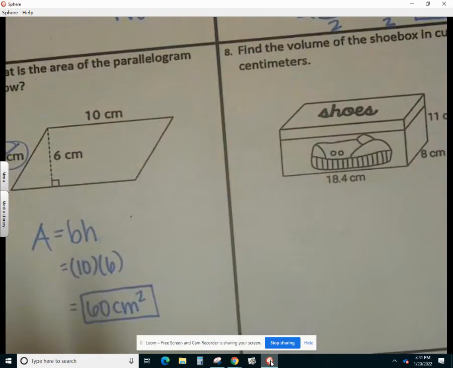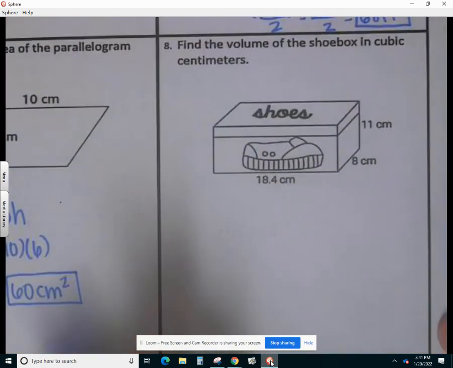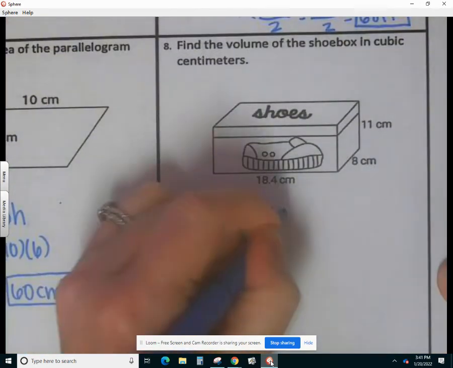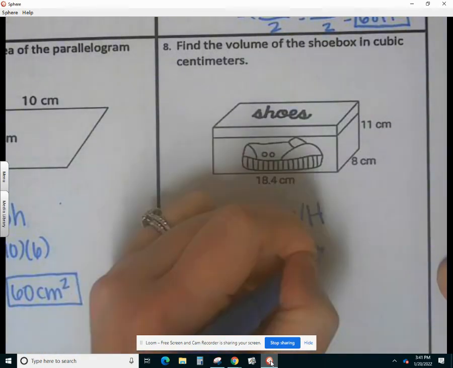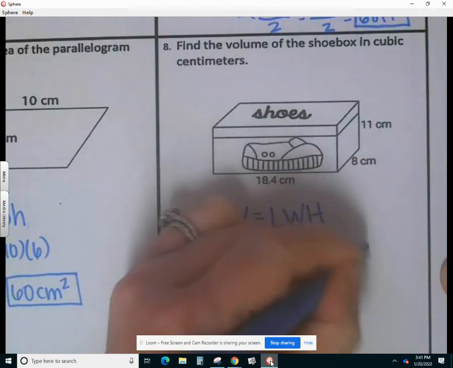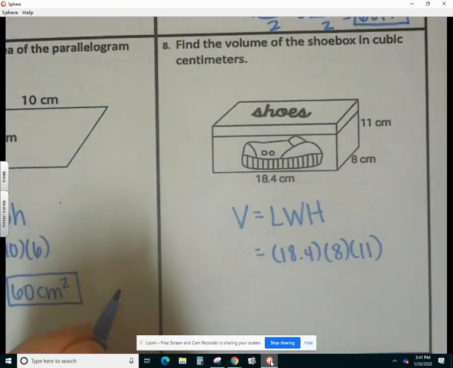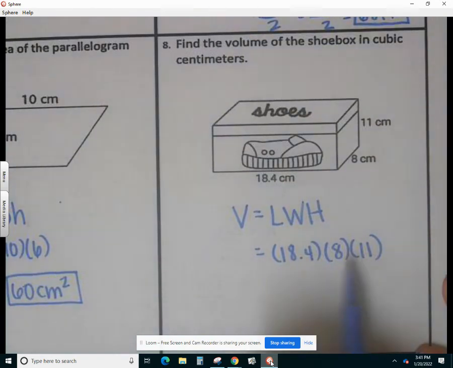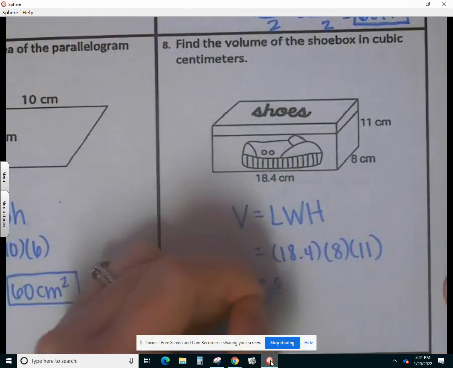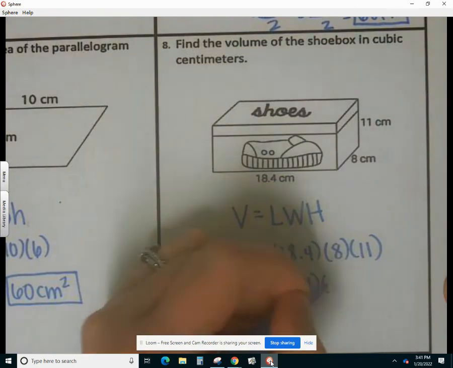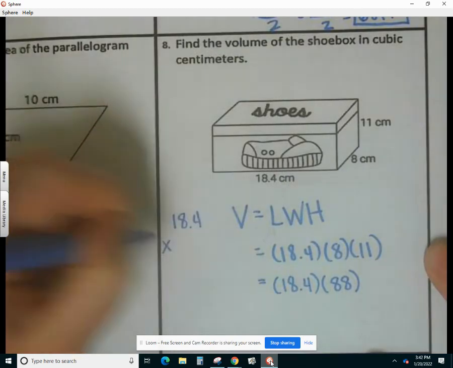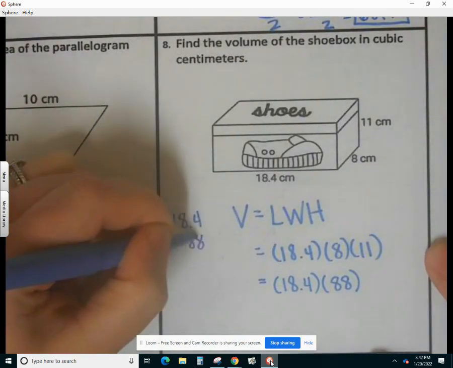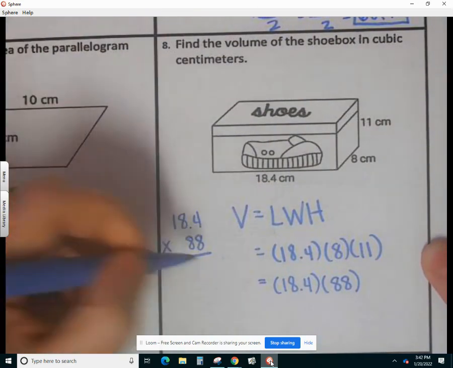And our last problem is about volume. Volume equals length times width times height. So I'm going to fill in my 3 values. Remember that it doesn't matter what order you multiply in. So I would go with something easy first, if there is one. So I'm going to leave the 18.4 alone, and I'm going to multiply 8 times 11 first. That way I only have to work out one thing to the side. Otherwise I would have 2 problems. So we need to do 18.4 times 88.